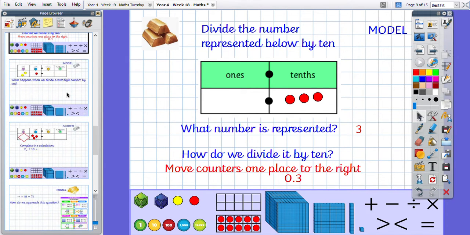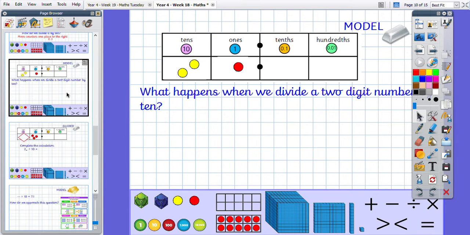So at this point, if you would like to get on with your bronze questions, then you can. And then we can move on to our silver model and guided examples. Okay then, if you're moving on to silver, your questions will look something like this.